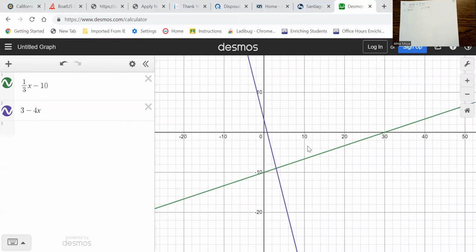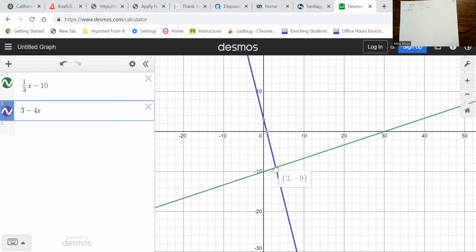All right. So right here, let's see. They intersect at the point 3, -9. This one crosses the x-axis at 30, and this one crosses the x-axis at 0.75. So let's go ahead and sketch this.